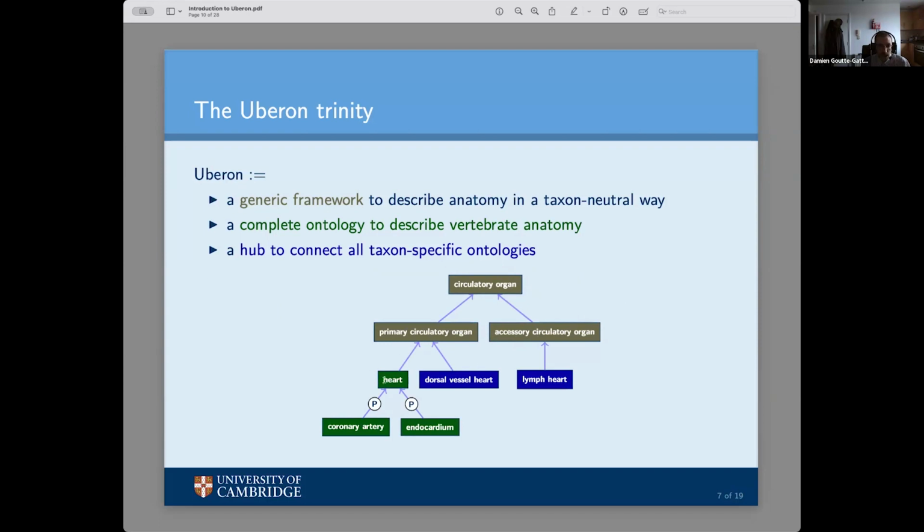Then terms such as heart and all the terms that are related to it to describe the precise parts of the vertebrate heart are part of the complete ontology to describe vertebrate anatomy. And then terms such as dorsal vessel heart or lymph heart are the placeholders that we can use to attach terms from taxon-specific ontologies such as FBBT, WBBT, and other taxon-specific ontologies like that.